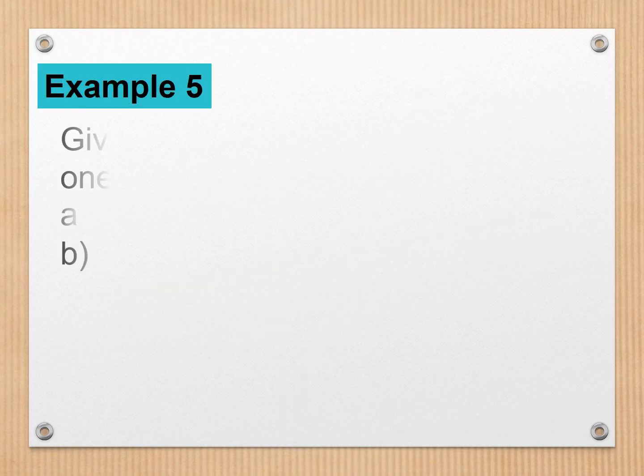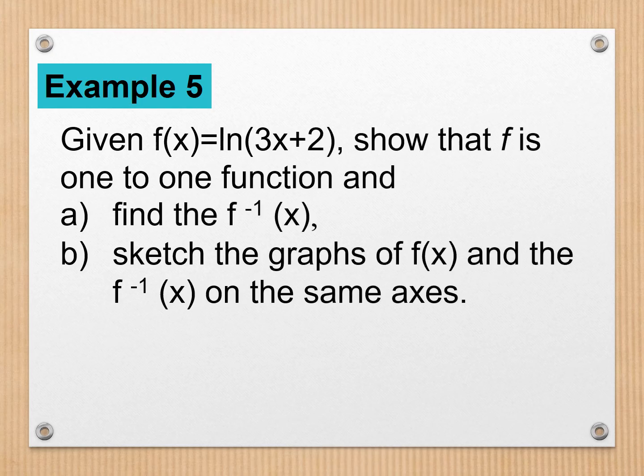Example 5. Given f(x) equals ln(3x plus 2), show that f is a one-to-one function and find the f inverse of x. Sketch the graph of f(x) and the f inverse on the same axis. Okay, let's look at the solution. Example 5.